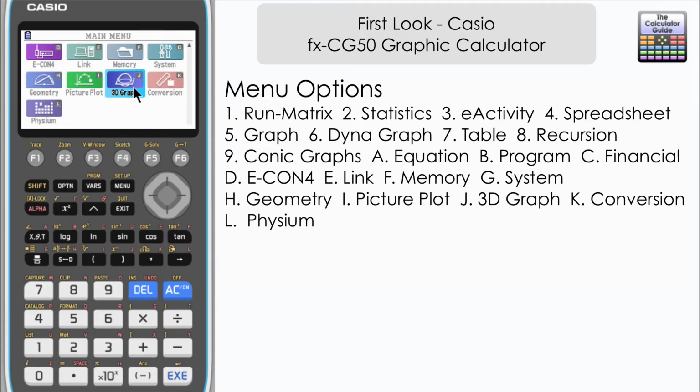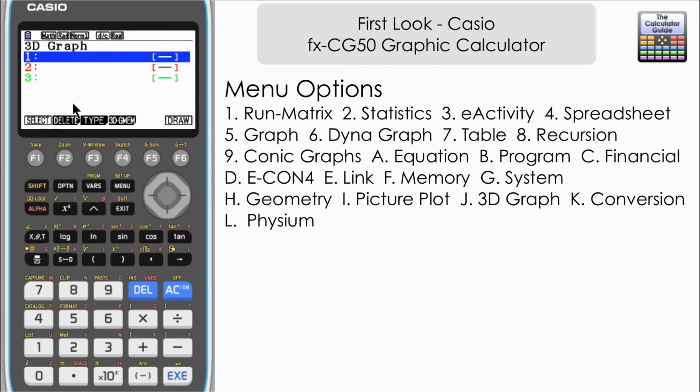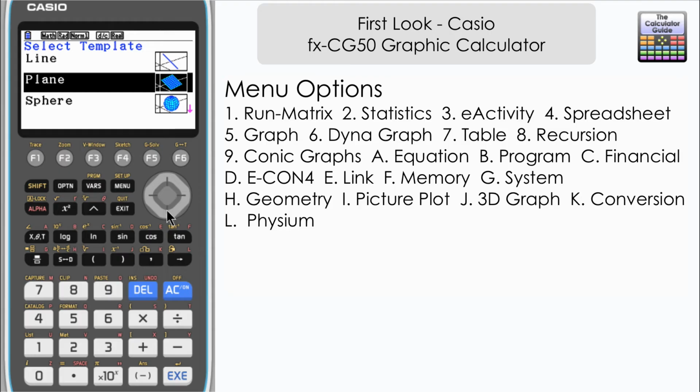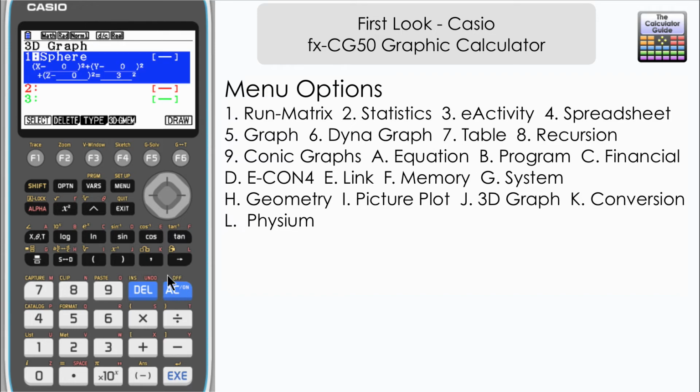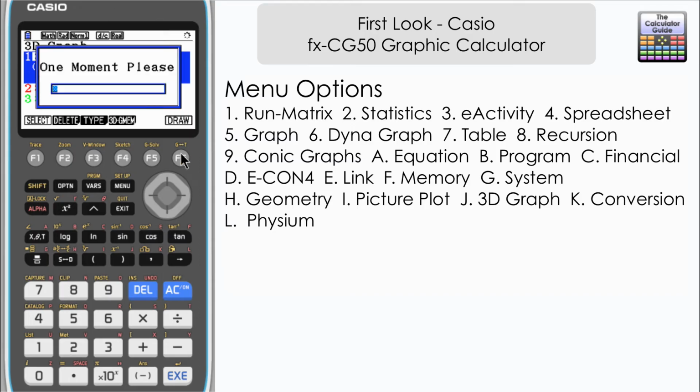Let's go into 3D graph. Well, I'm going to have a go at inputting a sphere in here so we can get that displayed. I'm just going to input ABC as 0, so it should have the center being the origin, and I'm going to input a radius of 3. Press equals, and then if I press equals again, we should go back to the original screen, the input screen, and then if we press F6, then it will draw. And it's just taking a moment to do that.